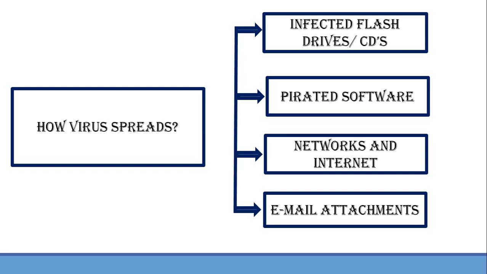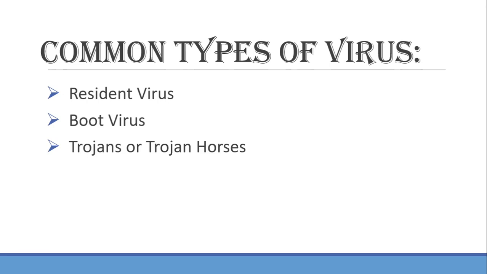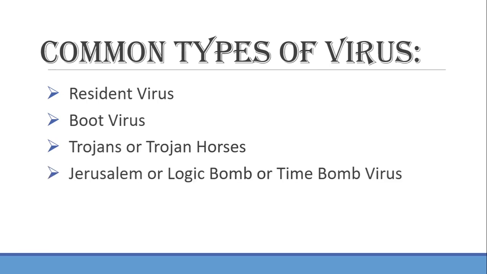Most commonly, the viruses are spread from downloading any attachment available in the emails. So this is how virus spread. Now we are going to discuss the common types of viruses. There are multiple types of viruses, but here we are going to discuss some of the types that are the resident virus, boot virus, Trojan or Trojan horses, Jerusalem or logic bomb or time bomb.